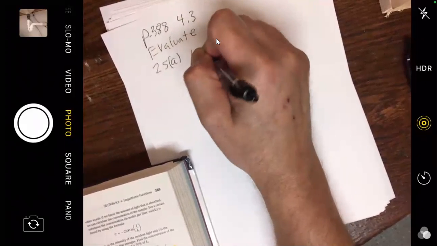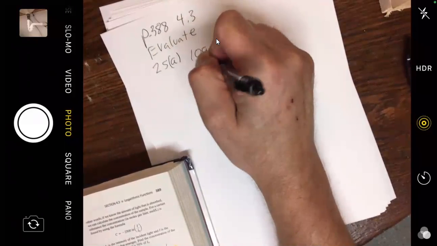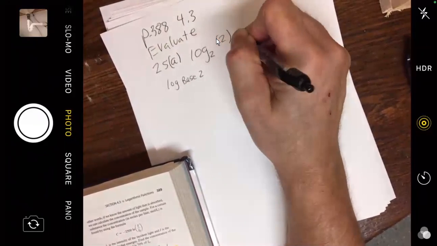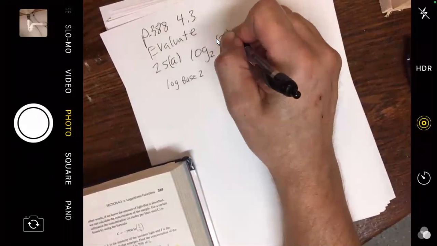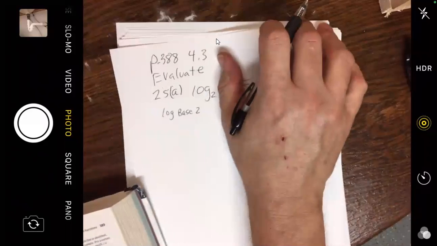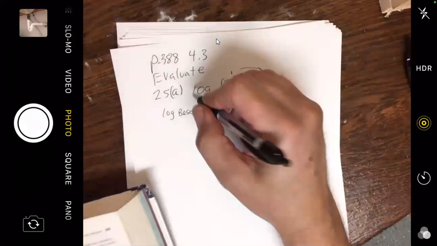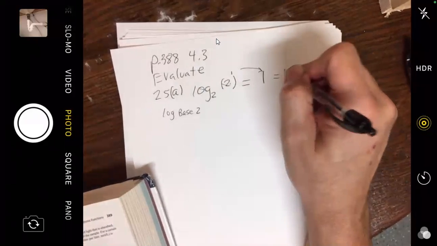Log base 2 of 2 equals, well, base 2 there, what's the exponent? 1? The answer would be 1. The bases undo, the answer is the exponent, 1 equals 1.